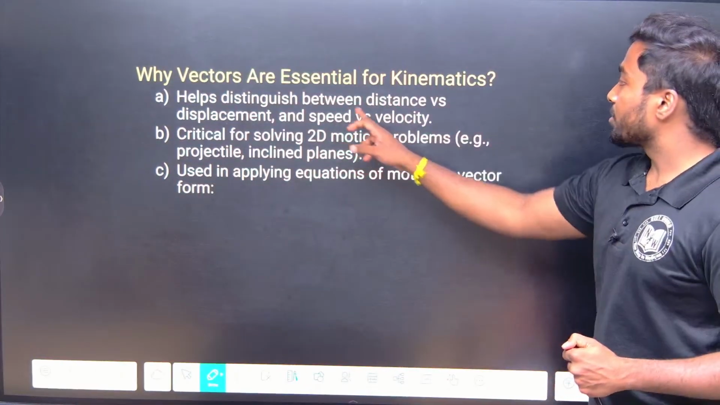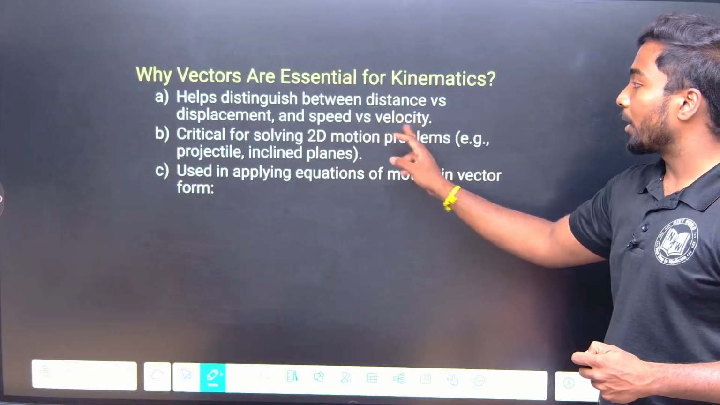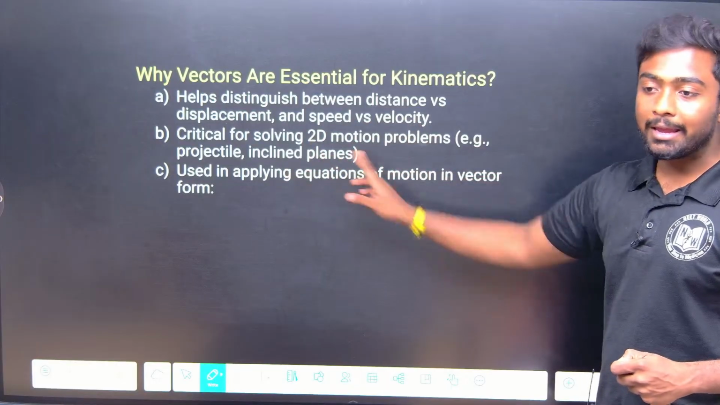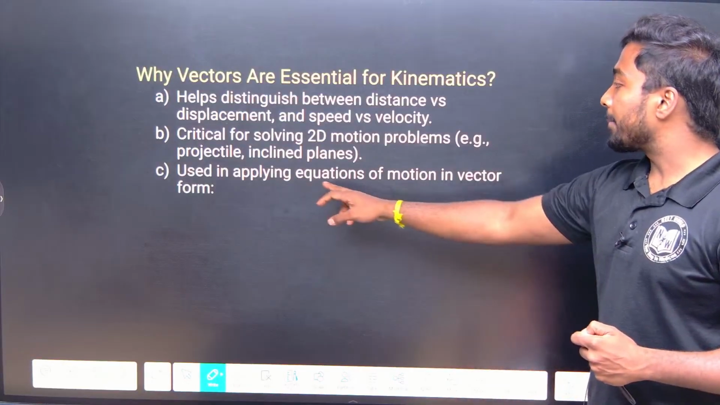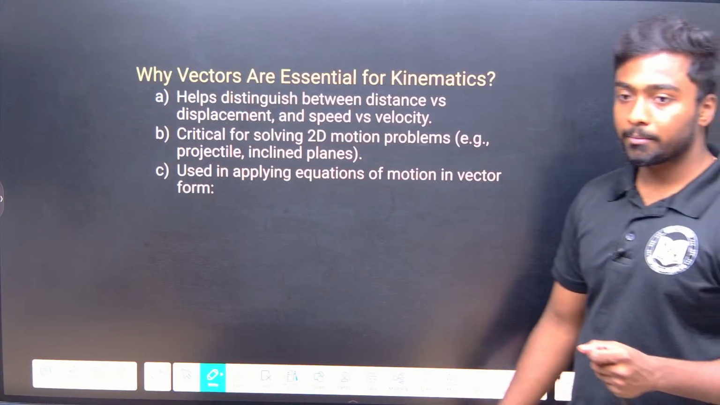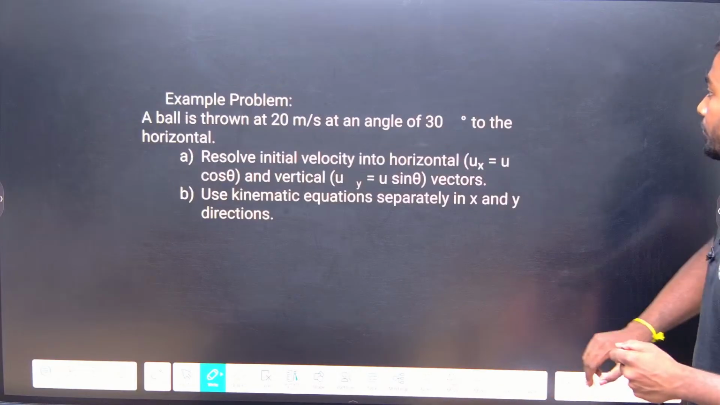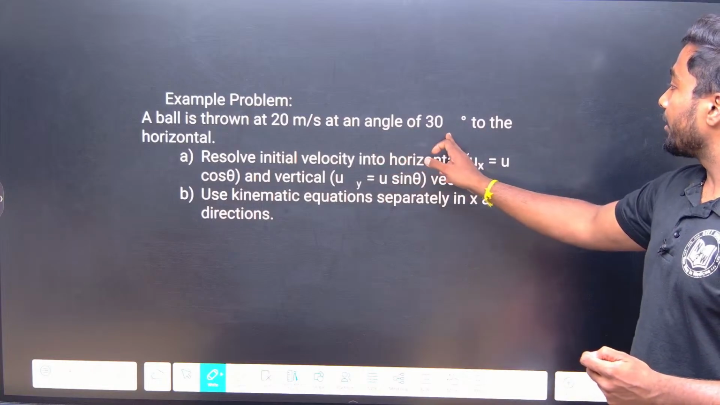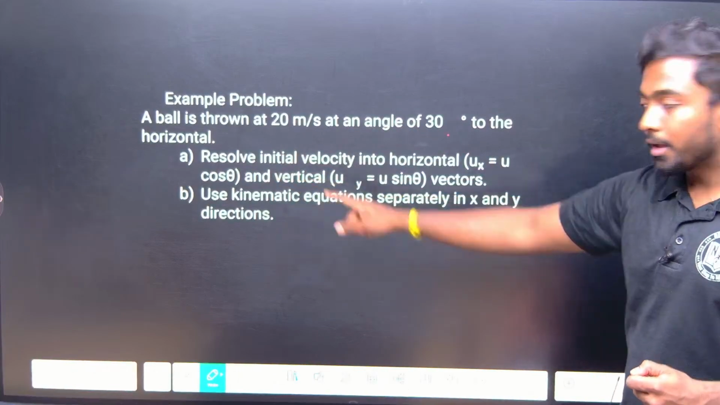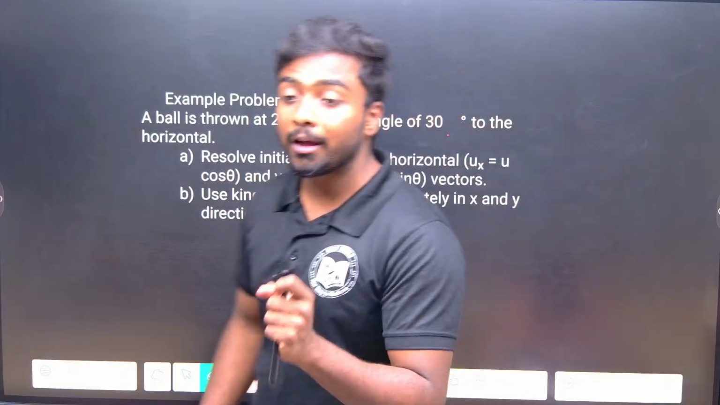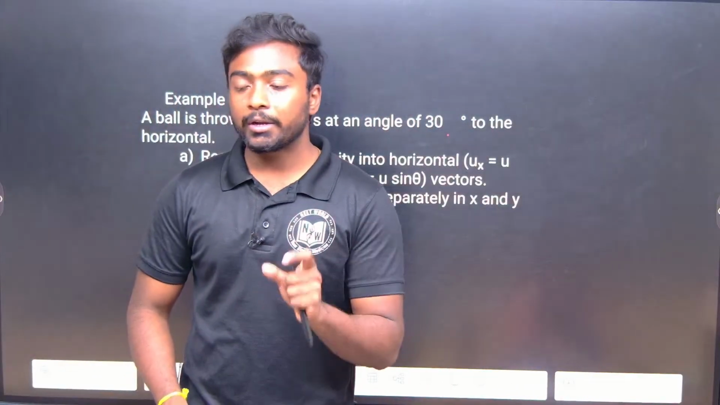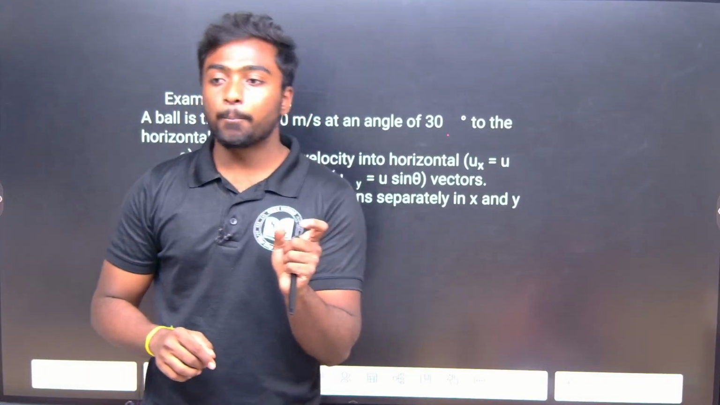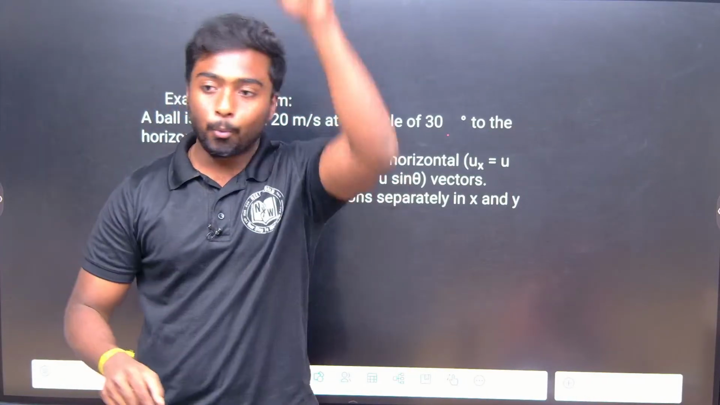It helps distinguish distance versus displacement, speed versus velocity, and is critical for solving two-dimensional problems, for example projectile or inclined planes. It is used in applying equations of motion in vector form. Example: a ball is thrown at 20 meter per second at an angle of 30 degrees to the horizontal. In such cases vector components play a major role. Vector components means some angle has been made, so I should take the components along the x axis and y axis.